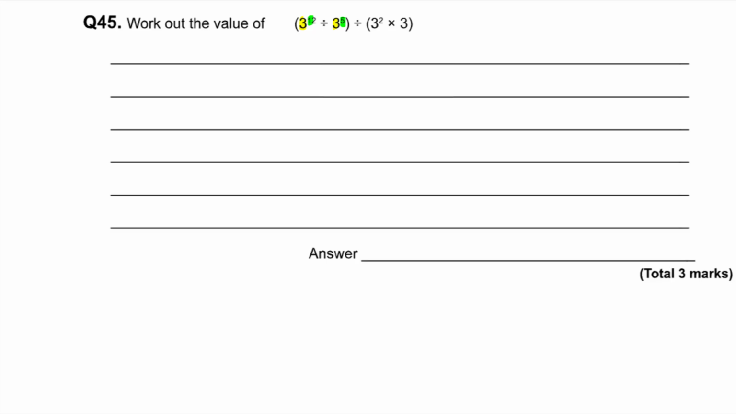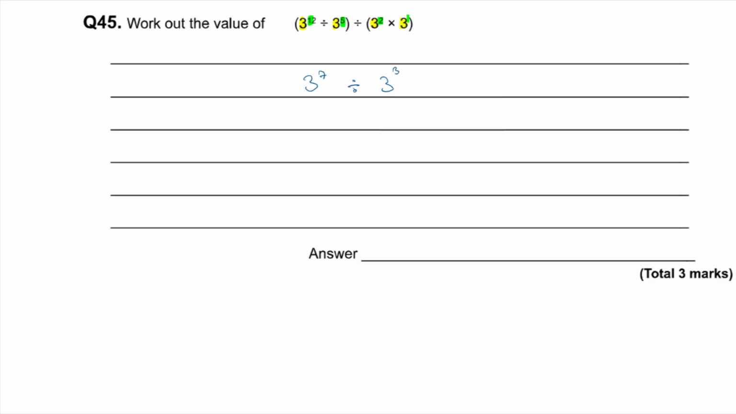So 3 to the 12 divided by 3 to the 5, that's going to be 3 to the power of 12 subtract 5, that's 3 to the power of 7. And I'm going to be dividing that by the contents of the next bracket. Now here I've got, again, numbers with the same base, and I'm multiplying, so we're going to add the indices together. Now this second 3 doesn't have an index, but that just means the index is 1, isn't it? If you've just got a number by itself, it's got a power of 1. So it's going to be 3 to the power of 2 plus 1. That's 3 to the power of 3 then, isn't it?